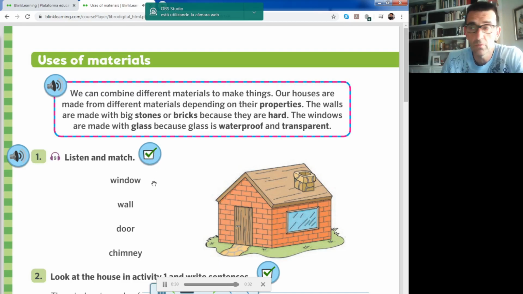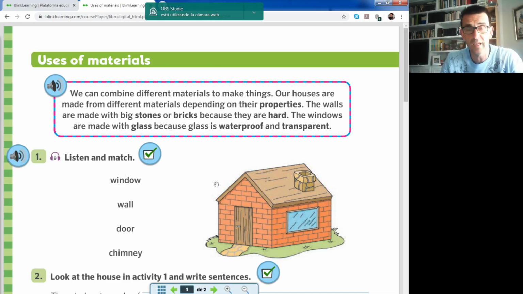For example, that's obvious. The windows are made with glass. Se hacen de vidrio, claro. The windows are made with glass. Why? We make the windows with glass because the glass is waterproof and transparent. So you can see through the window. I have opaque window. I couldn't see through the window. Si tengo una ventana opaca, no puedo ver a través de la ventana. If I have an opaque window, I couldn't see through the window.